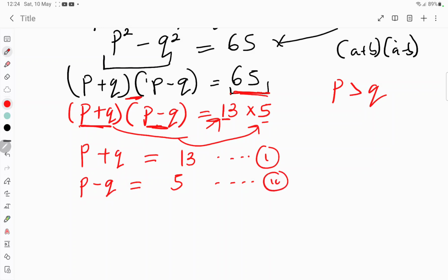So we have found two equations we are trying to solve. To solve this, we can actually solve this particular equation by the elimination method.